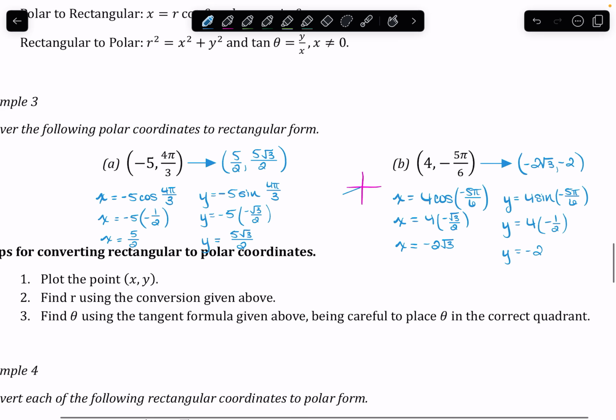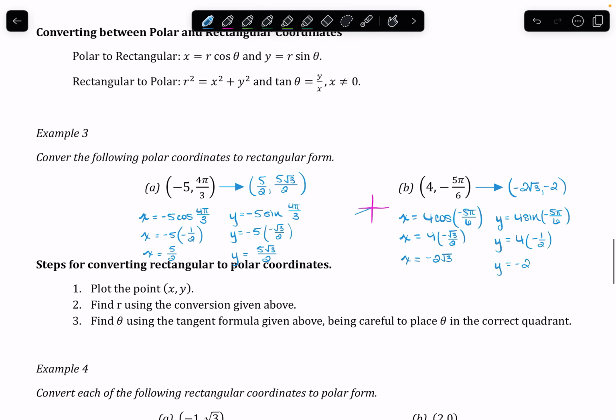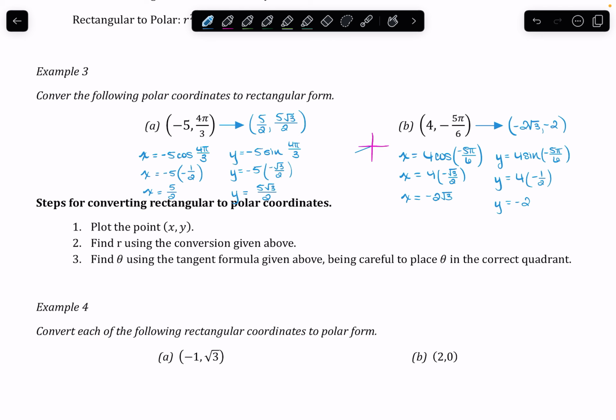Right. Going the other direction, so there's your rectangular to polar form, r squared equals x squared plus y squared. That will help you with the radius, and then to get the angle, it's tangent of theta equals y over x. You just need to be very, very careful. Make sure you put it in the correct quadrant. Okay, we don't want to put it in the wrong quadrant. All right, so here, convert the rectangular to polar form. So we're given x is negative 1 and y is the square root of 3.